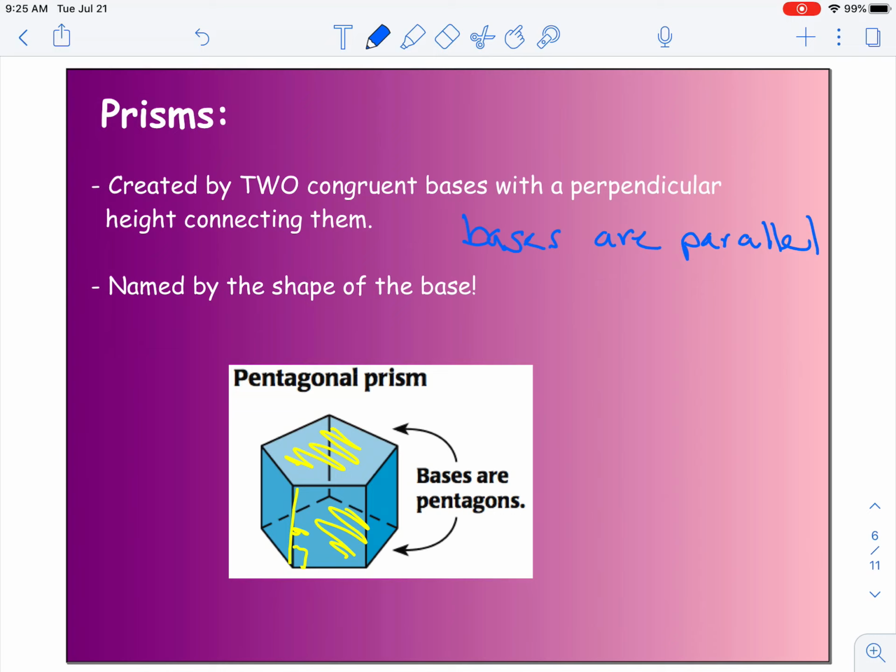So what you also notice is that all of the other faces are going to be quadrilaterals. And usually they're rectangles, but they could be a parallelogram if this edge right here is not right and perpendicular.